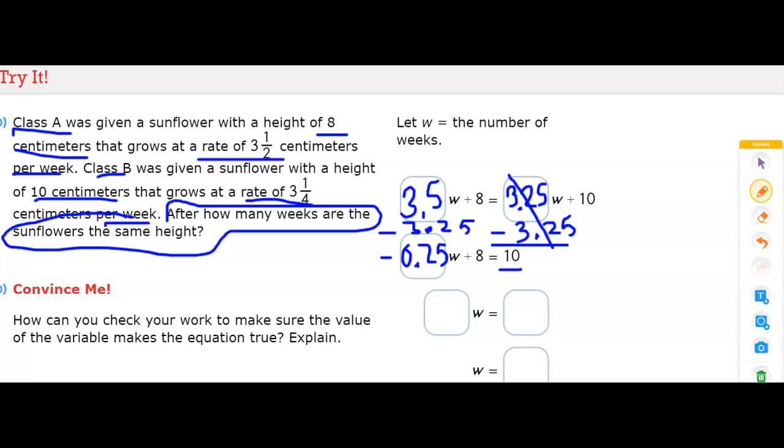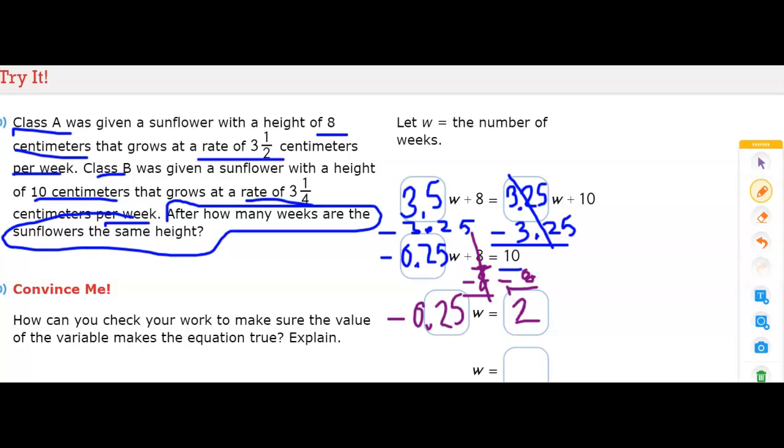Now we're going to move, and I'm just going to do a different color, the 8, which is another term, and we're going to move it over to the right of the equation. So now all numbers are on the right side. So we're going to subtract 8 on both sides of the equation. That cancels out, so we're left with negative 0 and 25/100. And then we have 10 minus 8, which is going to be 2. So we have negative 0 25/100 times W is equal to 2.